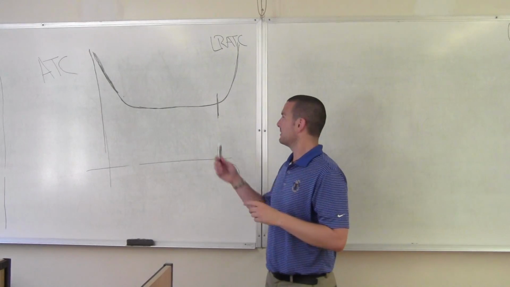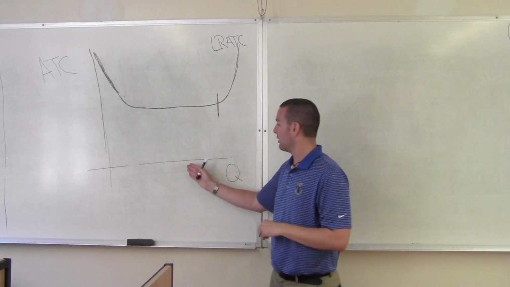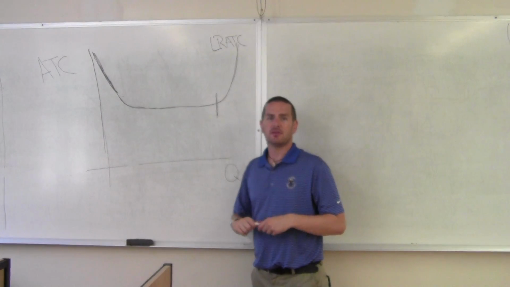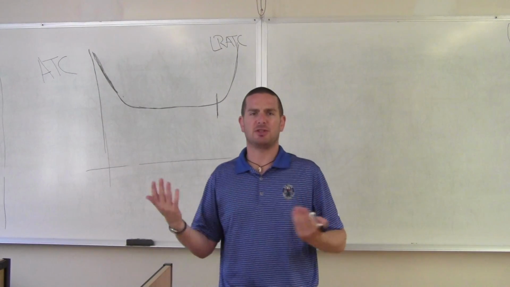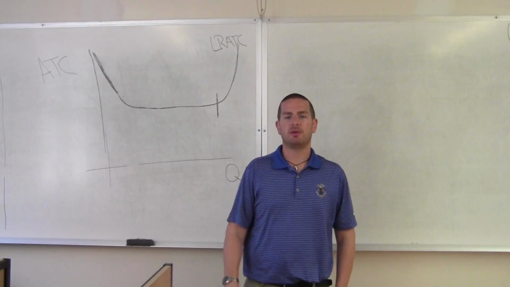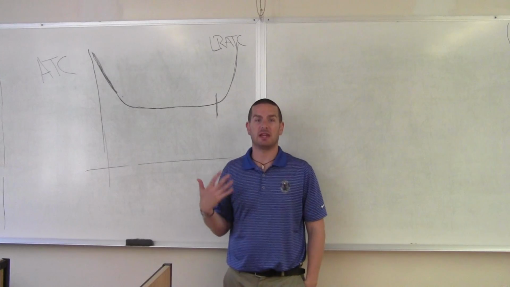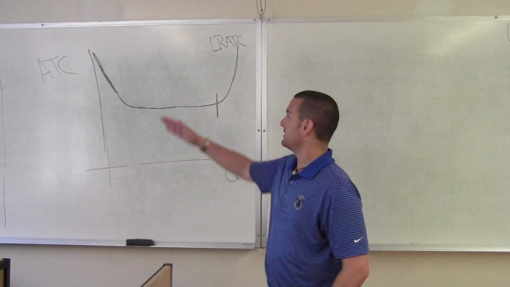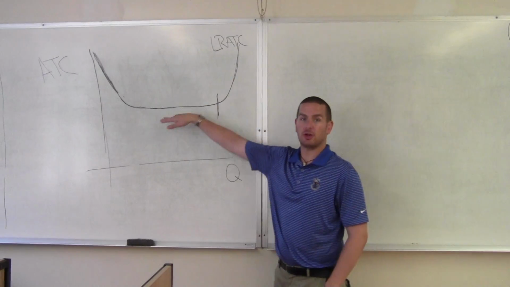Okay? That's the most anyone would ever produce, because any other quantity, you have increasing costs. Right? If your costs are going up, it makes no sense to be producing that. You don't want to be producing under a condition of increasing costs. Okay? So, this is the long run average total cost curve.